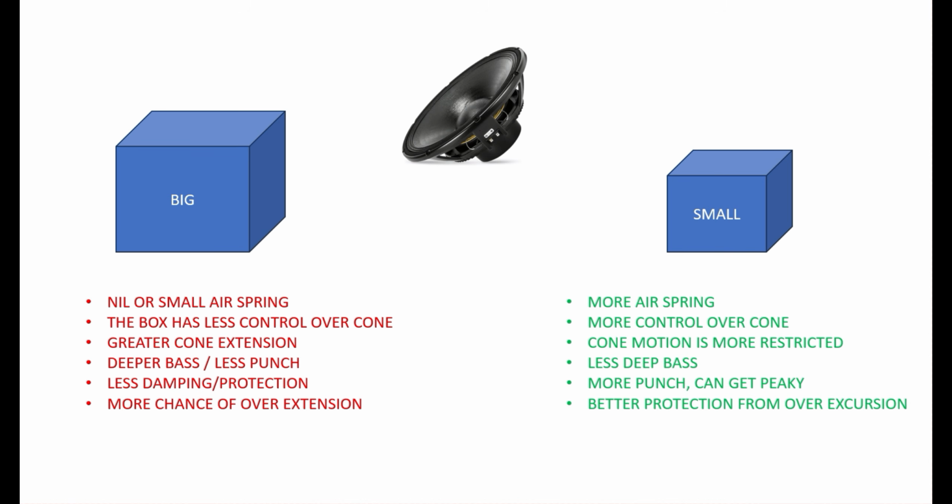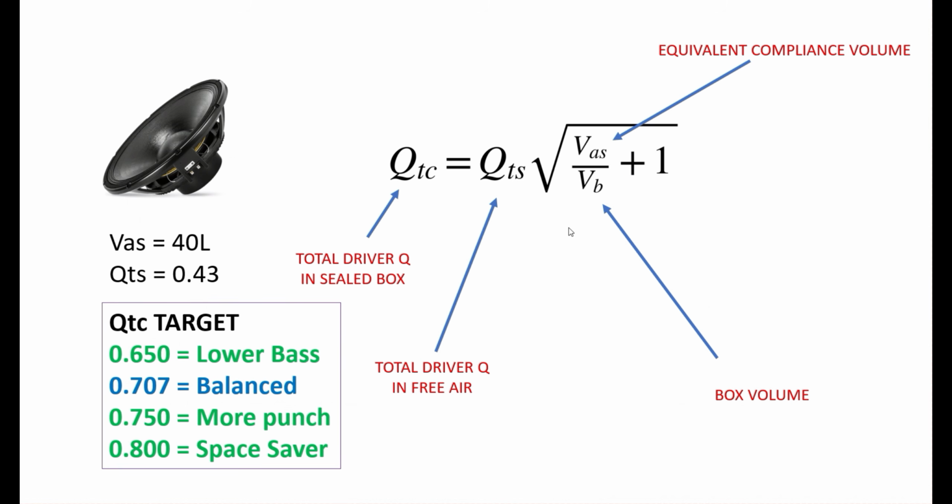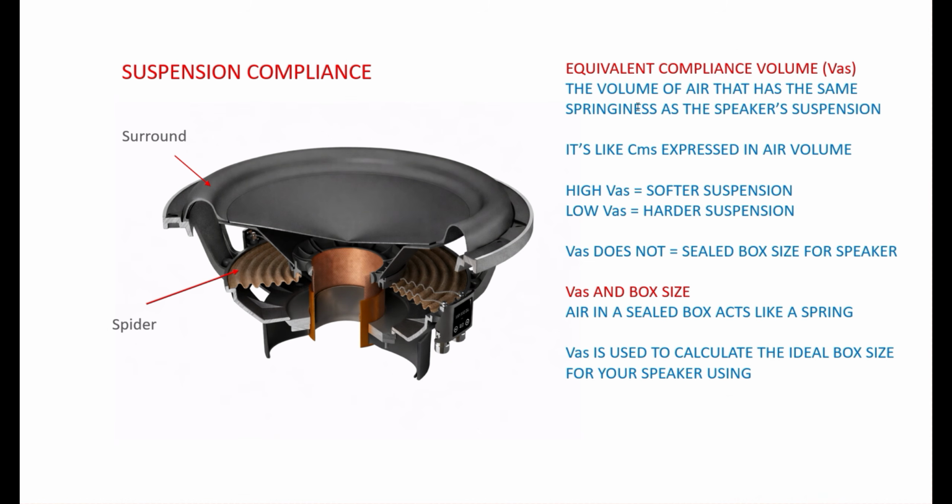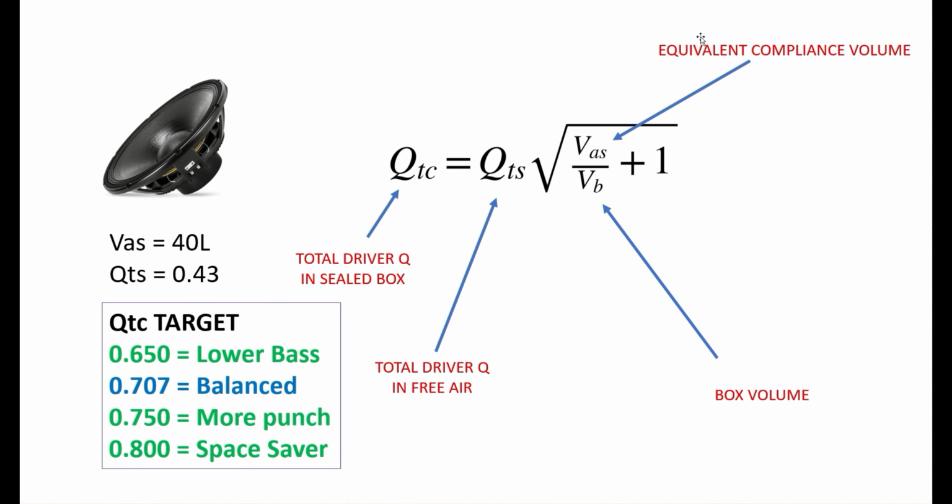So, how do we actually work out the correct size box that we need for a particular speaker? Well, I promised earlier that I would go through it, and now's the time. So this is the formula that we're going to use. It is QTC, the resonant frequency in a sealed box, which will use the resonant frequency in sealed air, the speaker's QTS. We're going to use the VAS number, which, if you remember, is the volume of the air that has the same springiness as the speaker's suspension, right? As we said before, we use that in box calculations, and so here we are.